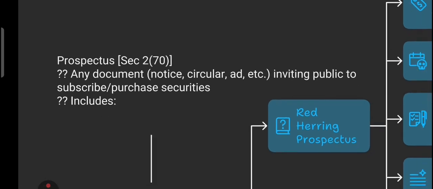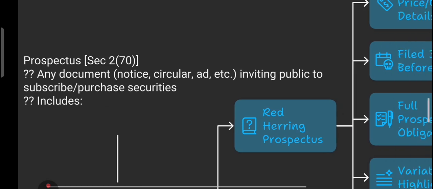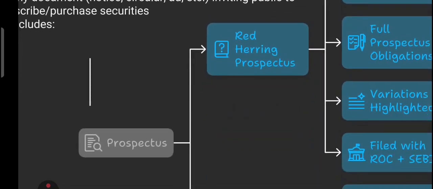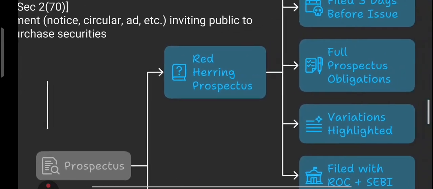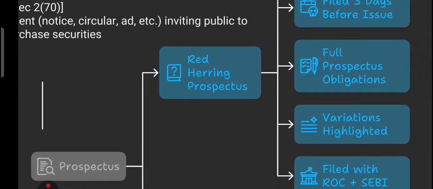So what does the law say? Any notice, any ad, any circular asking the public to buy shares, that is called a prospectus, right? Notice, circular, ad, anything. Now have a look at the types of prospectus. One is called the red herring prospectus, RHP.